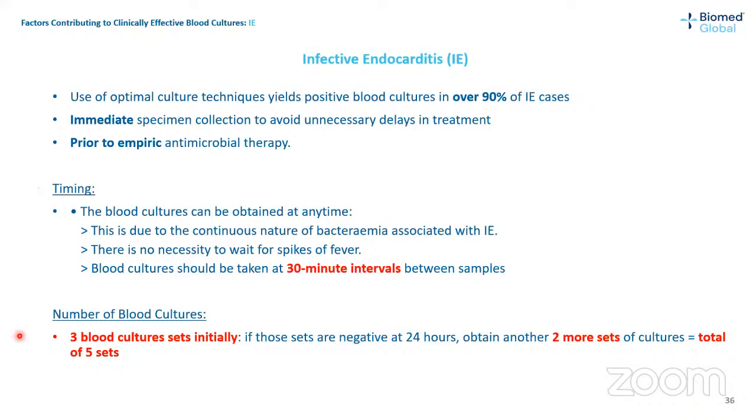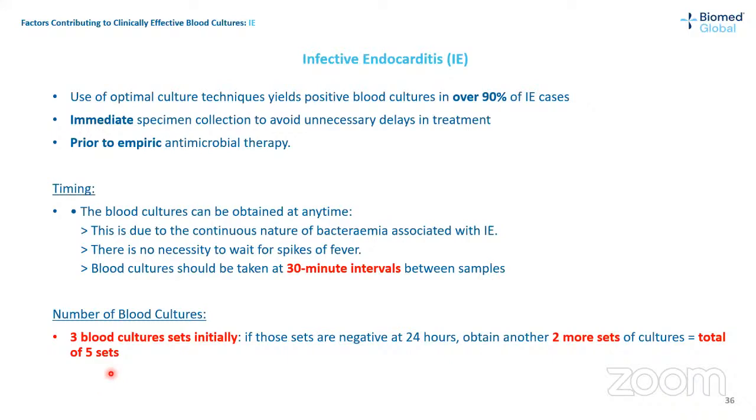As for the number of samples that you would need, the number would be 3 blood culture sets initially. If those sets are negative at 24 hours, then take another 2 more sets. So the total would be 5 sets overall.